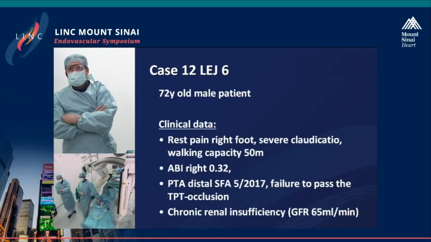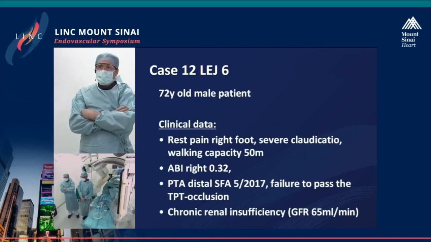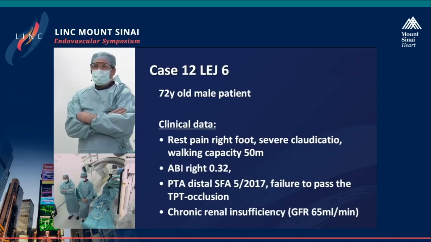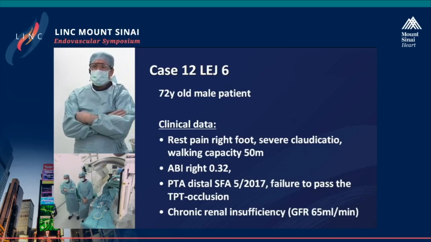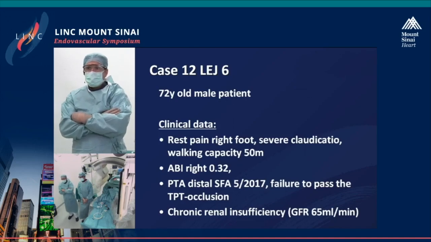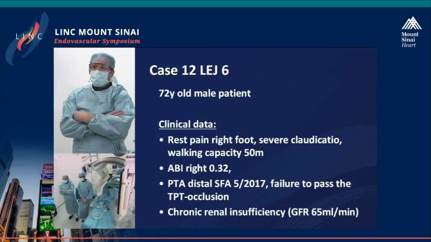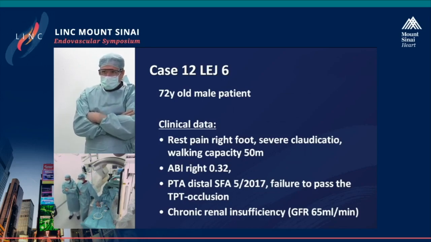Go back, okay. This is a patient with CLI, a 27-year-old gentleman who presents with rest pain of the right foot. He also has severe claudication with a short walking capacity. ABI at the right foot is 0.32. He had already some work on this limb with a PTA of the distal SFA in May of this year, and a failed attempt to open up an occlusion of the tibio-peroneal trunk.